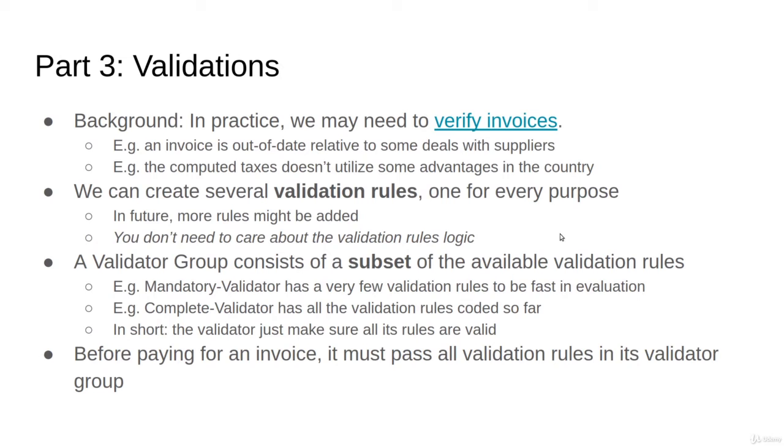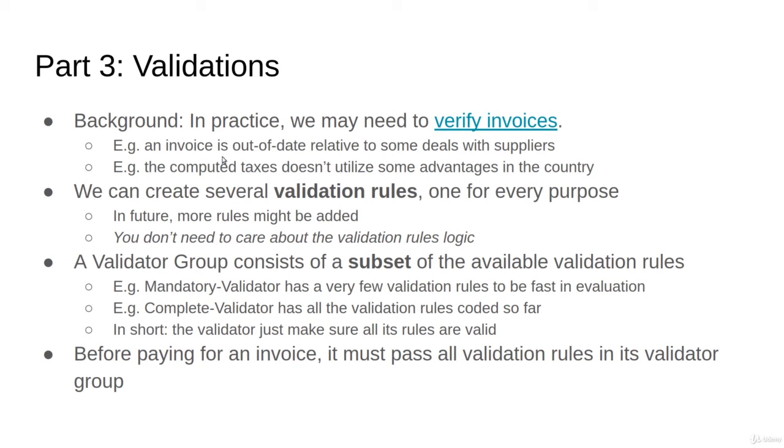In part 3, we would like to add validations. Sometimes the invoices might have rules that we apply over them. I would like to give you some examples, but we don't need to take care of the logic of that for the moment. For example, maybe one of the invoices doesn't utilize some advantages in the given country for taxes. The taxes in California, are they like in Seattle? The taxes in Canada aren't like in Egypt, and so on.